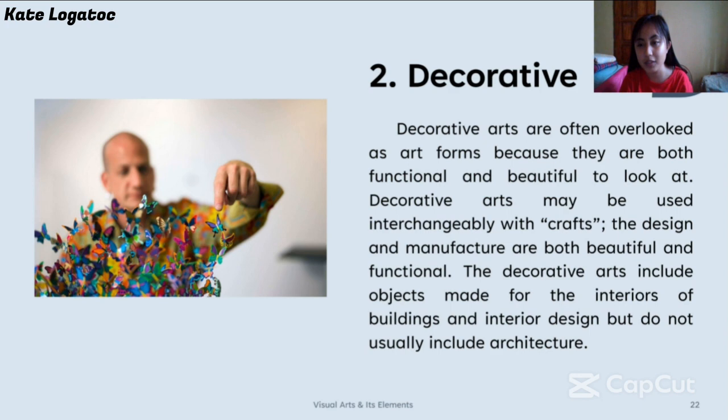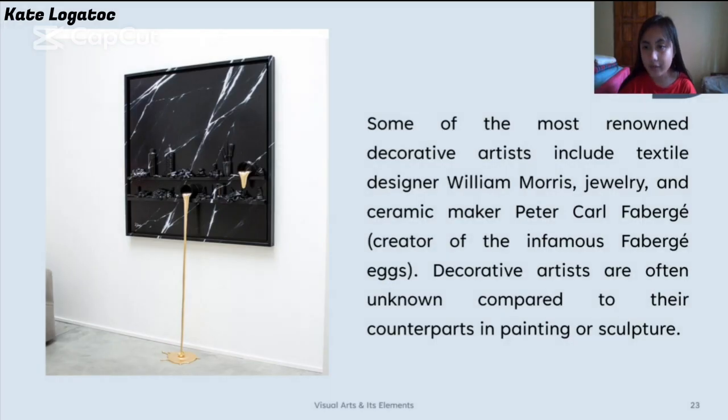So each of these mediums can consist of multiple subcategories. For example, the textile medium includes everything from fashion design to wall tapestry, basketry, embroidery, and interior fabrics. The decorative arts can be found in cultures all around the world. Some of the most renowned decorative artists include textile designer William Morris, jewelry and ceramic maker Peter Carl Fabergé, the creator of the infamous Fabergé eggs.